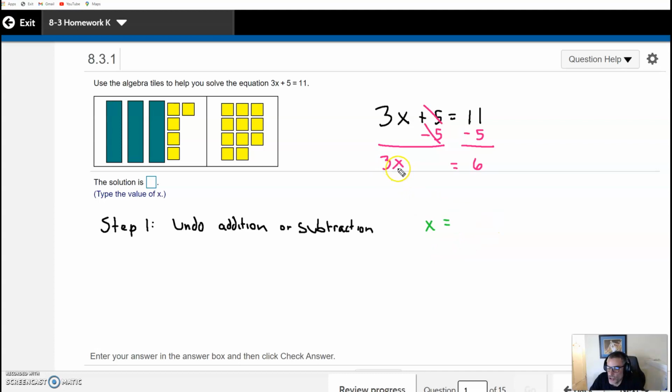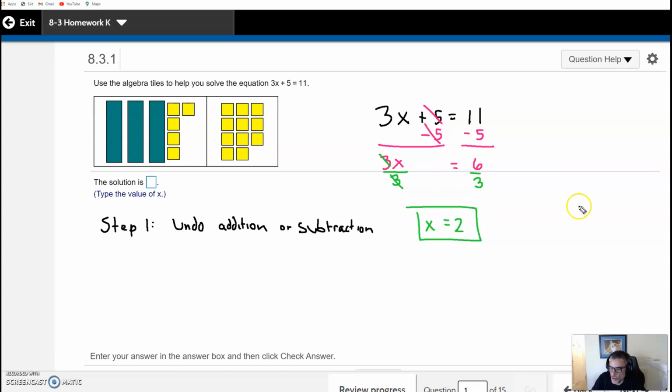So how do I undo x being multiplied by 3? Well, just like last week, since we're multiplying by 3, we're going to divide by 3 on both sides. When I multiply and divide by the same number, they cancel, and I get x is equal to 6 divided by 3, which is 2. And there's my answer.